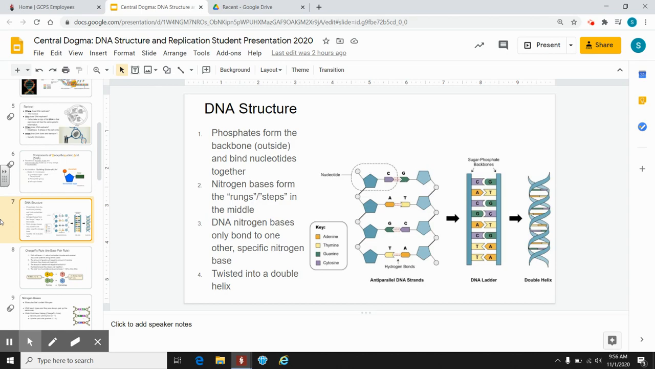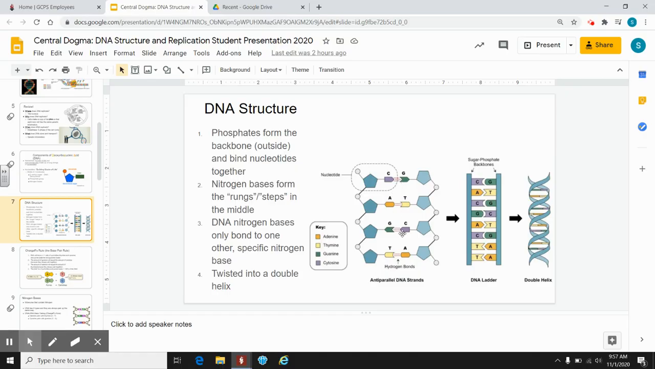How are those nucleotides put together? If you did the Gizmo, you know this: the phosphate forms the backbone, the outer portion of the DNA structure. Here it is flattened, and here it is in the double helix. The phosphates form the backbone, and they also bind the separate nucleotides together. The nitrogen bases form the steps or rungs of the metaphorical ladder, and then you take that flat ladder and twist it, and that's what a double helix is.